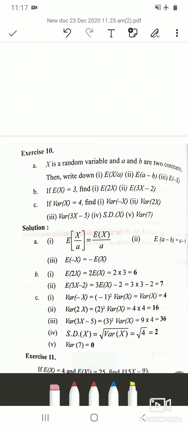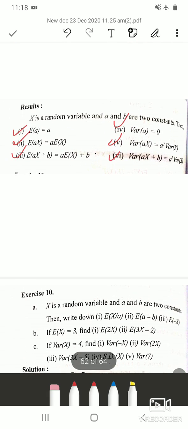So the 10th problem is: x is a random variable, a and b are two constants. Then write down expectation of x by a. The second sub question is expectation of a minus b, and the third question is expectation of minus x. So the first question is expectation of x by a, where x is a random variable and a is a constant.